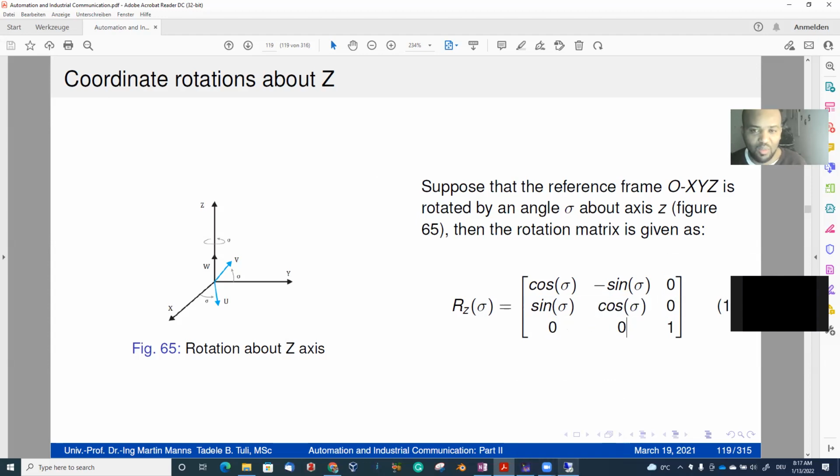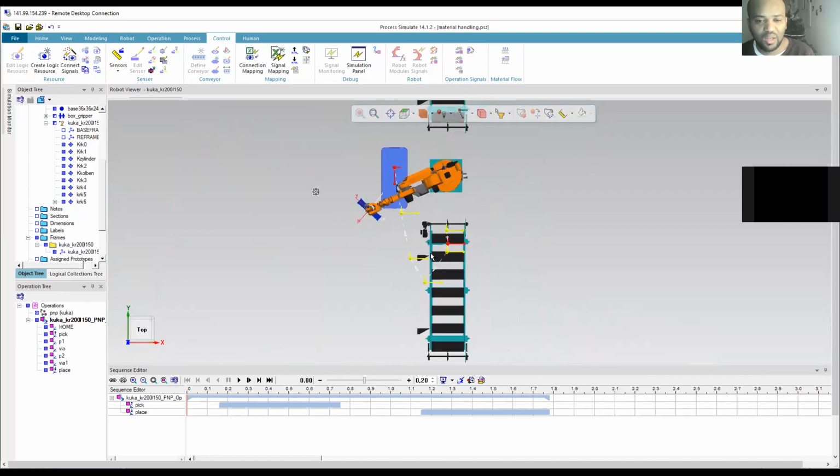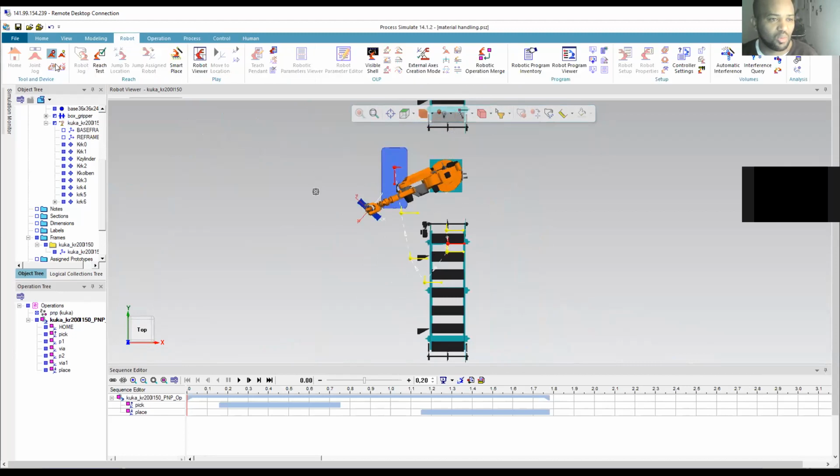Okay, so maybe we could clearly understand this one with the model that we did yesterday. For example, let's check our jog with the robots.